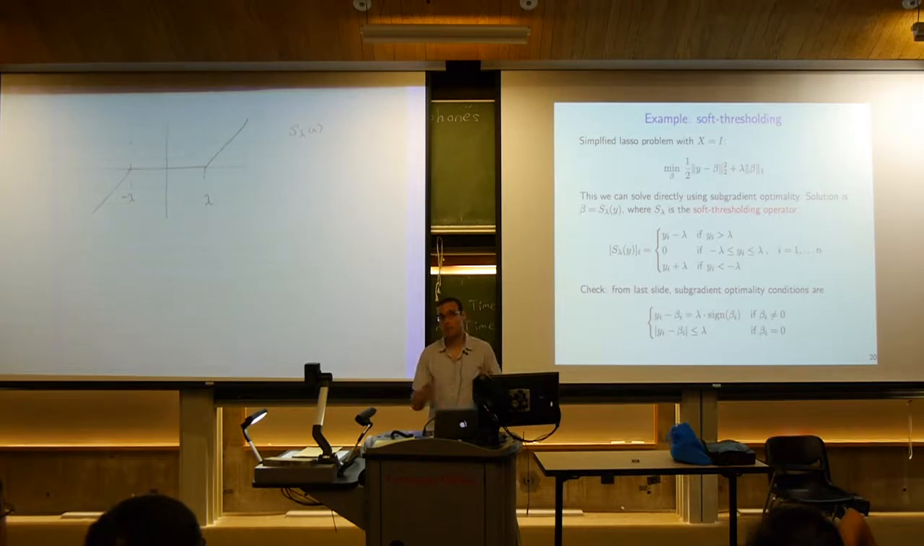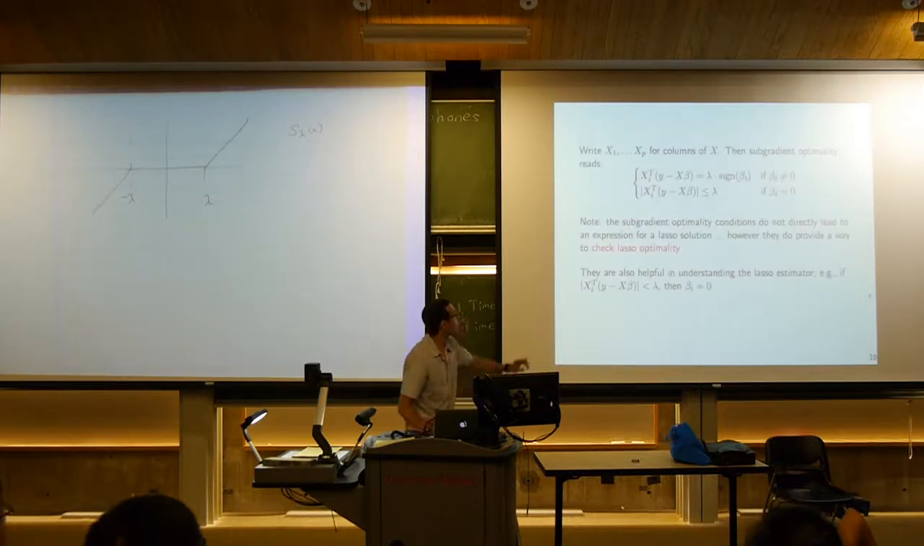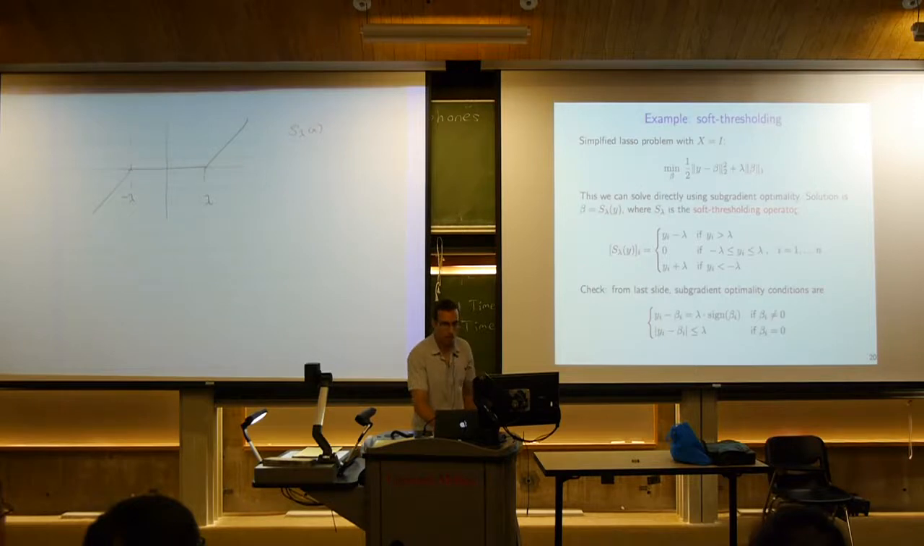Okay, so let's actually check that that's the solution. We can check it directly from the subgradient optimality conditions. Let's use these ones. This was the most helpful representation that we had for this last one. And here X is the identity for us. So if we do y minus X beta, that's just y minus beta. And if you look at the inner product of the ith column of X with that, that's just the ith component of y minus beta. So these are the subgradient optimality conditions.